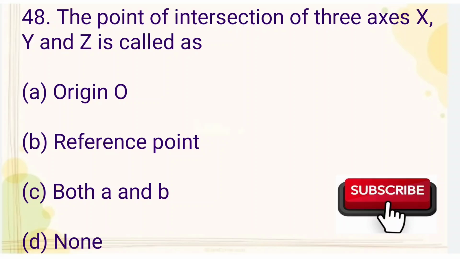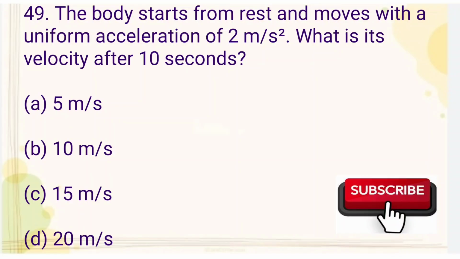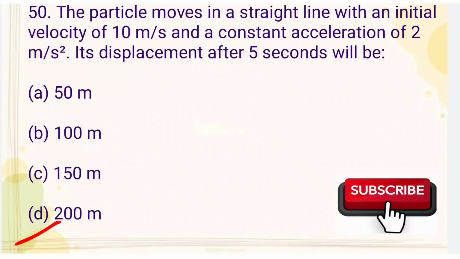The point of intersection of the three axes X, Y and Z is called as... Both A and B. Option C is the right option. A body starts from rest and moves with a uniform acceleration of 2 meters per second square. What is its velocity after 10 seconds? So the right option is option D, 20 meters per second.